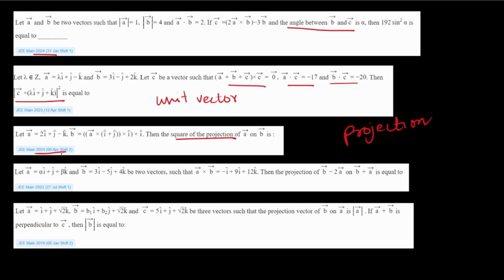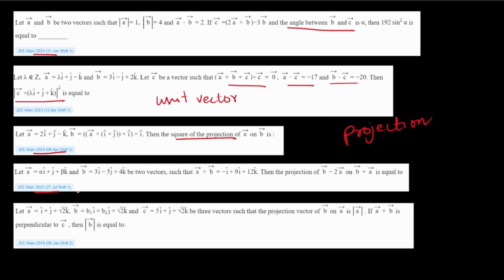Angle related question. This is 2024, 31st of January. Condition is given, cross product, dot product, again dot product. Then they've asked us to find, you need to know the properties of modulus, how to find a modulus, how to find dot product, cross product, everything. Very important. Unit vector also you need to know, right? Some questions where that also plays a major role. Here, square of the projection is another important concept being asked in vectors. This was asked in 2024.